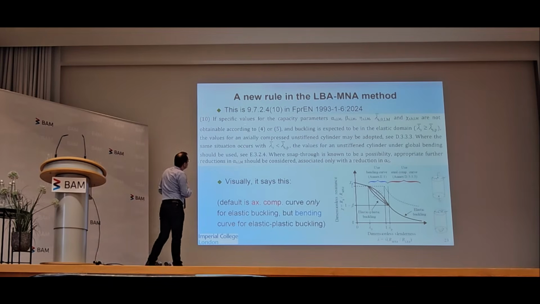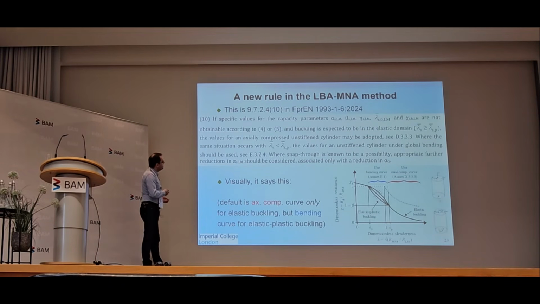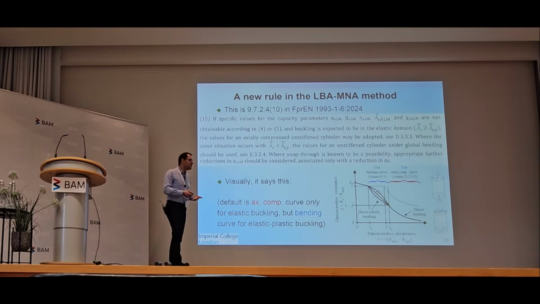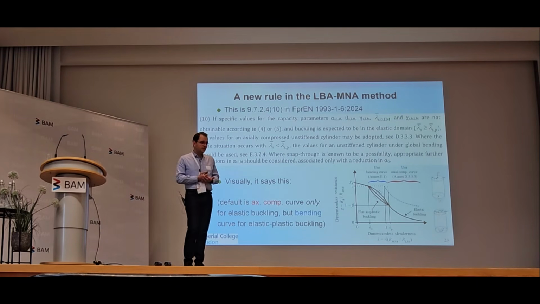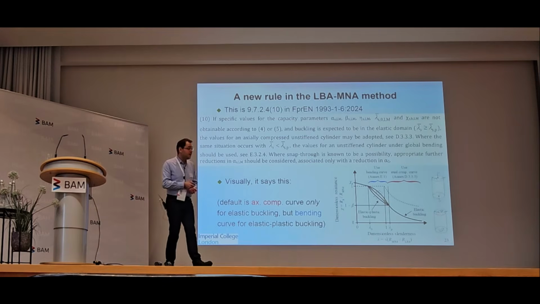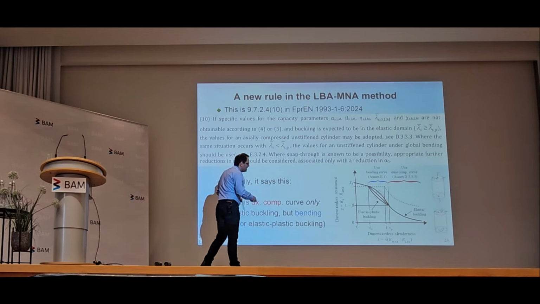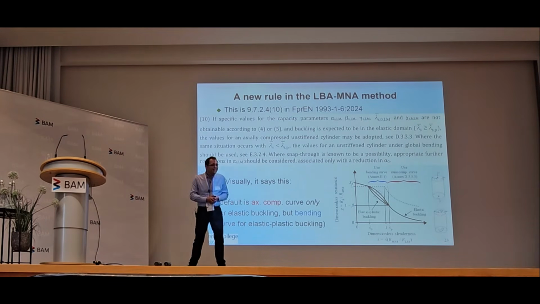And this is now clause 972.4, paragraph 10, and it says, if you do not know any better, and you are in the elastic slenderness range, continue to take the capacity curve for axial compression. But if you are in the elastic plastic range, take the curve for bending.